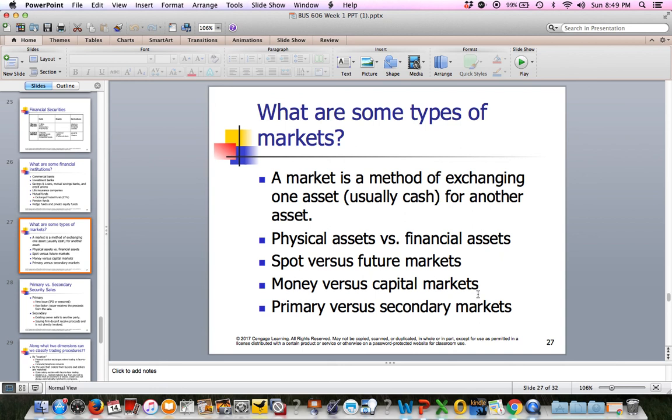Spot versus futures: spot means now, futures means sometime in the future. Money versus capital markets: a money market is short term, and a capital market is long term. And then primary versus secondary. Primary means it's the initial, like an IPO is a primary market.